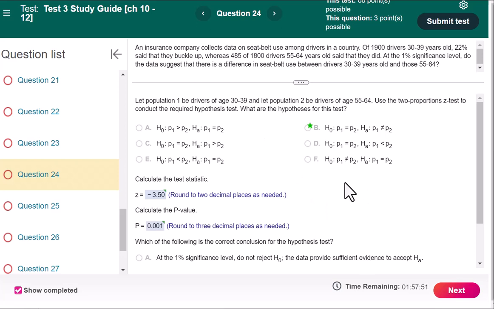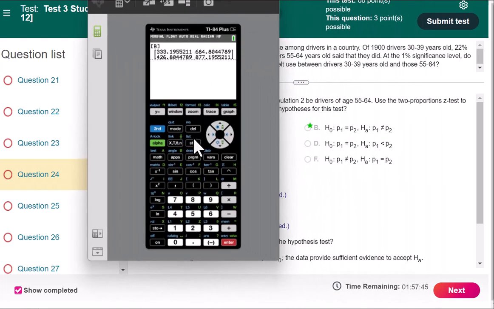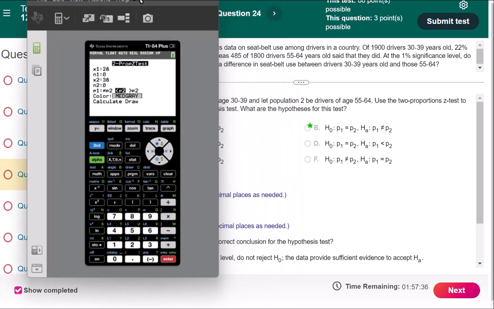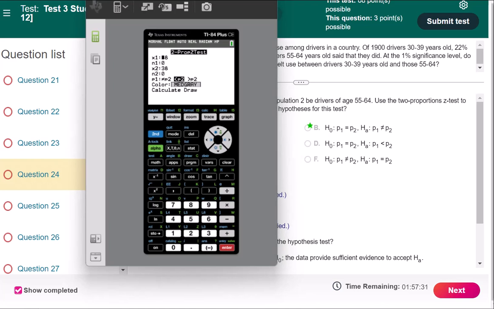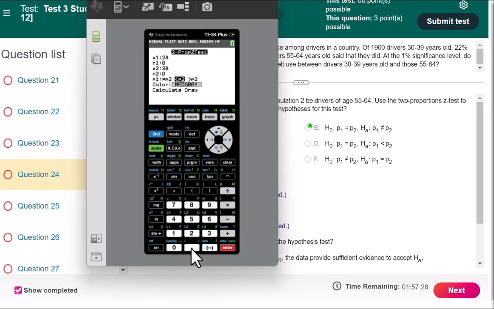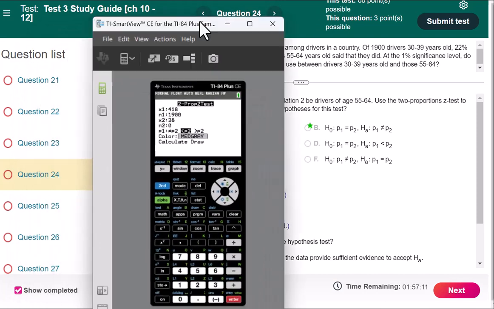So I'm just going to take you back to the calculator and show you how to do that on the calculator. You go to Stat, Tests, 2 prop Z test, enter. Okay, X1, how many successes? He says of 1,900 drivers, 22% buckle up. He didn't give me the number, but look what you can do, guys. You can take 0.22 and multiply by 1,900, and then you can find X1. And that's 1,900. For the second group, age 55 to 64, he says 485 of 1,800.